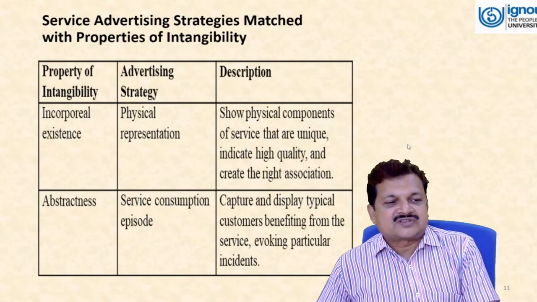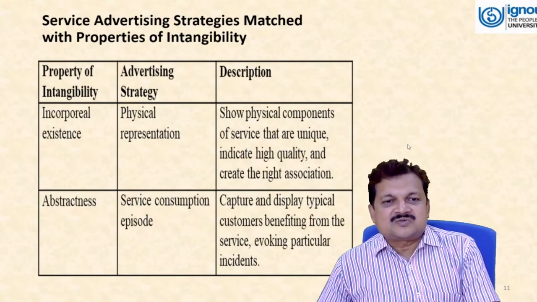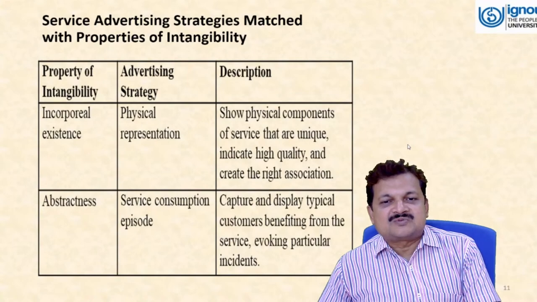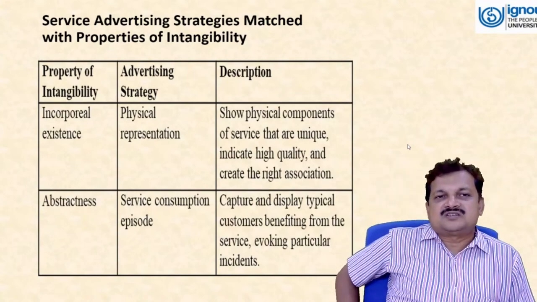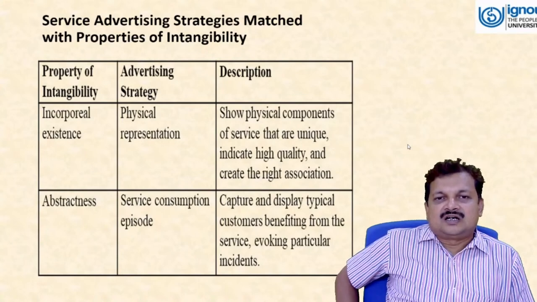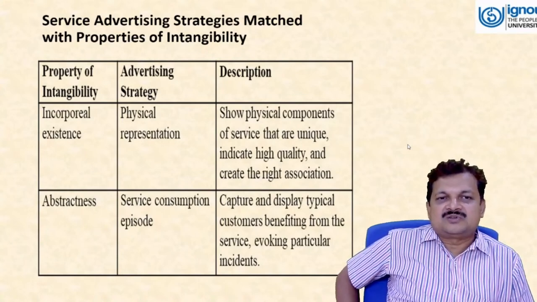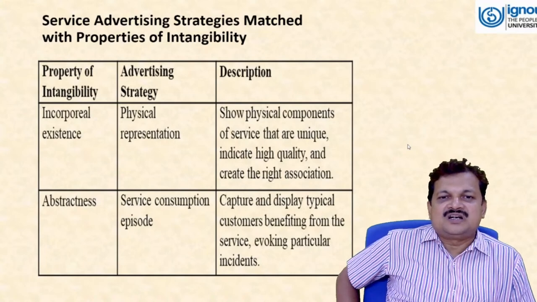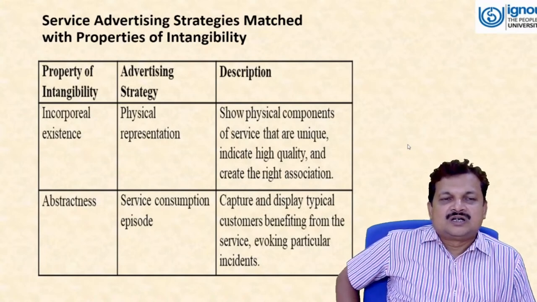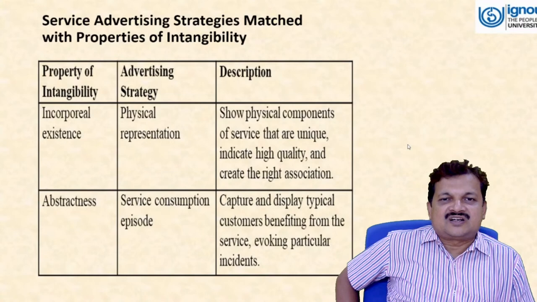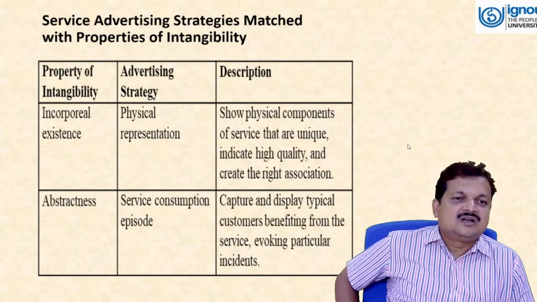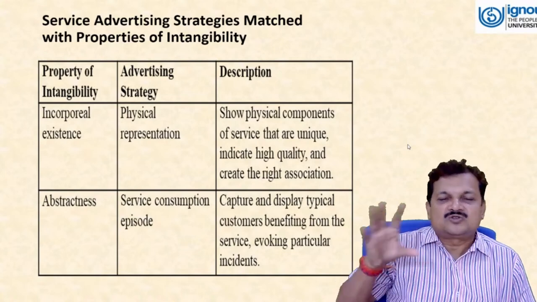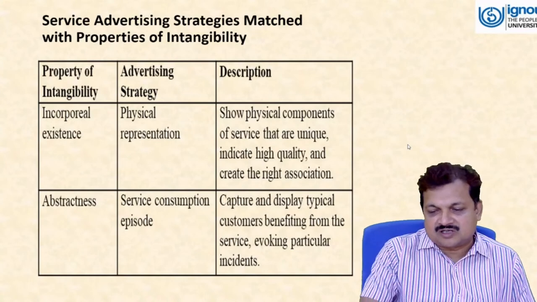Second is abstractness. So, the service consumption episode. Here you capture and display the typical customer benefit from the service. What benefit does the service give you? Like if it is AC, chillness will be there, that is a benefit to you. Internet speed is there, that is a benefit to you. The projector connectivity and the clarity of pictures are there. So these are the benefits you want to see, and whichever you give more importance to, on the basis of that you are going to make it an abstractness of that particular service.